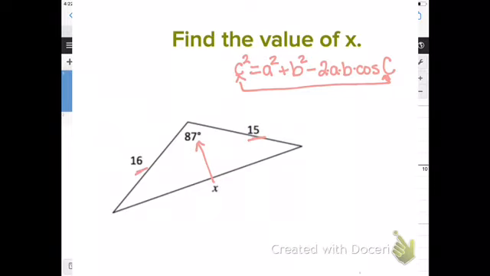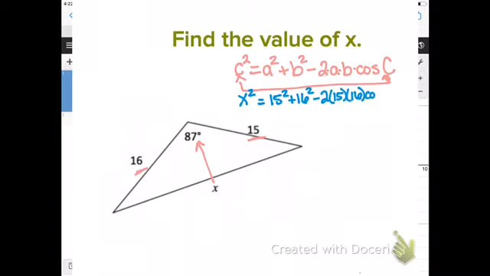So we're going to plug everything in. X is what we're looking for. X is a side, so we're going to plug that in here. The other two sides are 15 and 16, and we'll plug them in for the A. I'm going to use parentheses instead of the dots. And the B. And then cosine, and again, it has to be the angle across from the side you're looking for. And then all of that you can just type in your calculator.